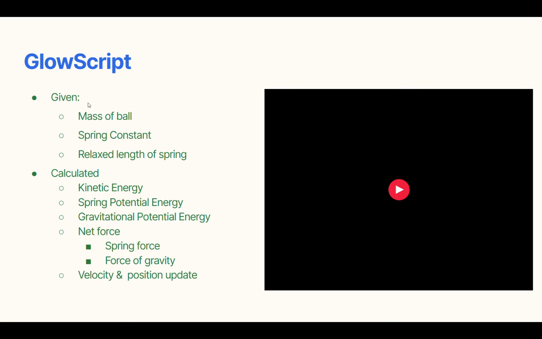For the model in GlowScript, we are given the mass of the ball, the constant of the spring, and its relaxed length. And with this and the data that we take from Tracker, we are able to calculate the kinetic energy of the mass, the spring potential energy, the gravitational potential energy, the net force, and then the velocity and position of the mass with respect to time.